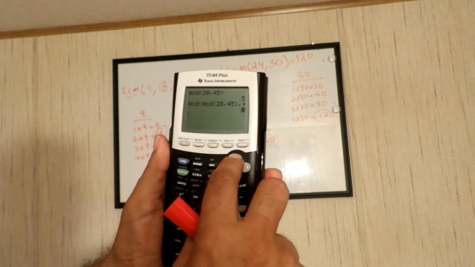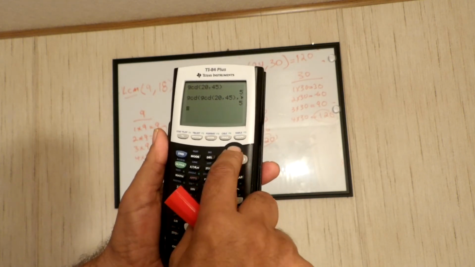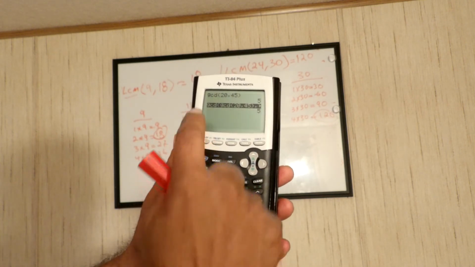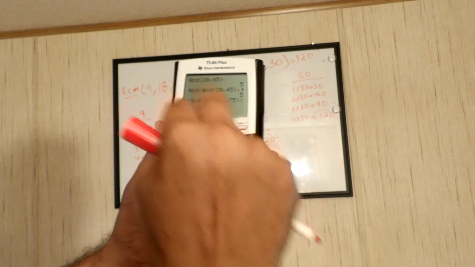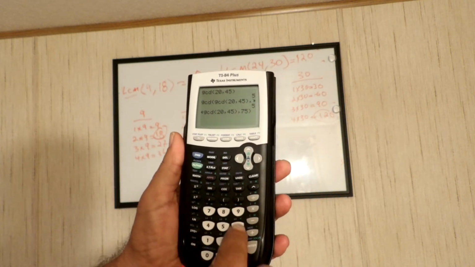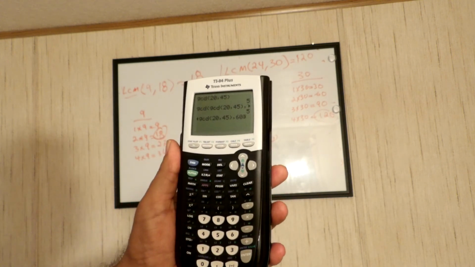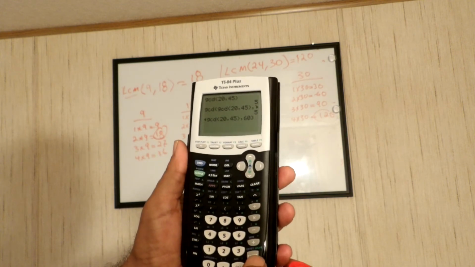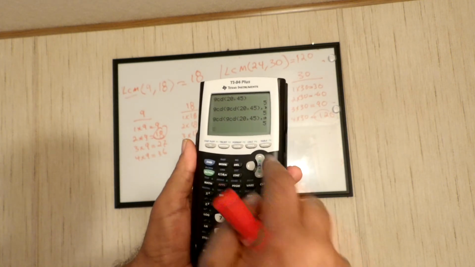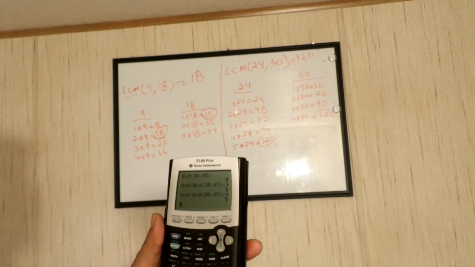But see, if you go up there and highlight this and push enter, the whole thing is going to change, like we made a mistake. We want to make this one 60 and then find the GCD of three numbers, 20, 45, 60. So you see the answer.